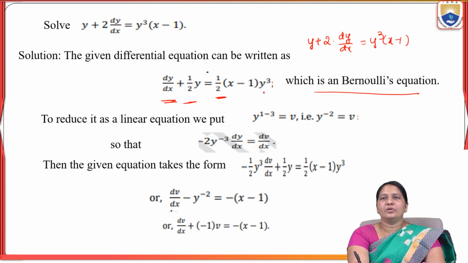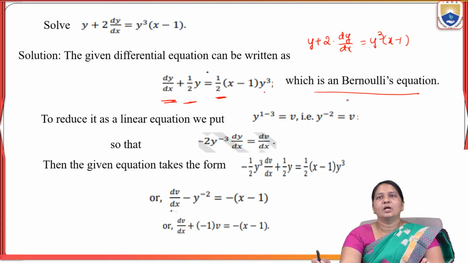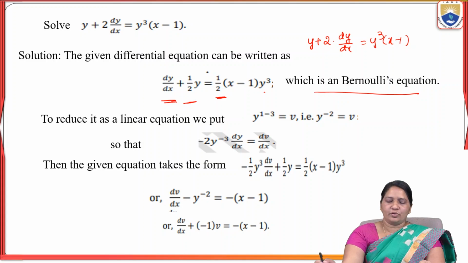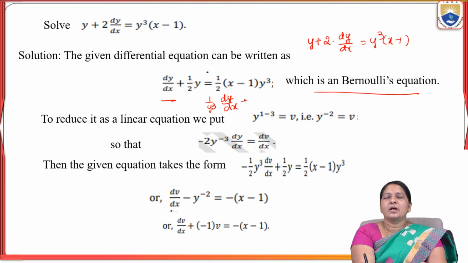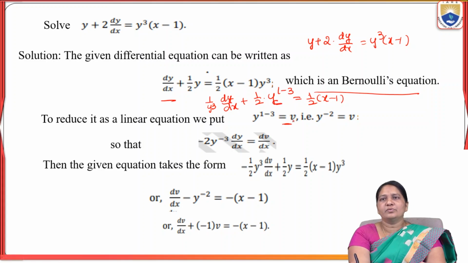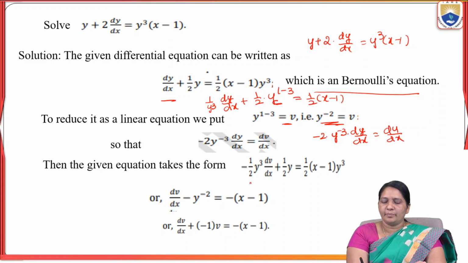So here first we have to divide with y power n, that value is y cube. So here 1 by y cube dy by dx plus 1 by 2 into y power 1 minus 3 equal to 1 by 2 into x minus 1. So now I am taking y power 1 minus 3 equal to v. So that means y power minus 2 equal to v. So when you are differentiating here, minus 2 into y power minus 3 into dy by dx is equal to dv by dx. That I am going to replace here.